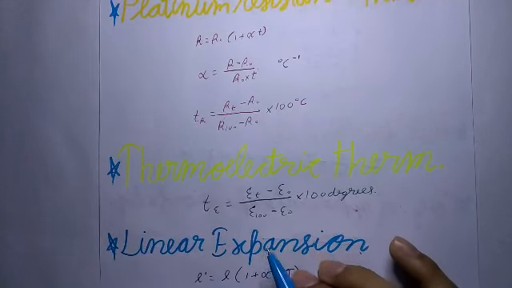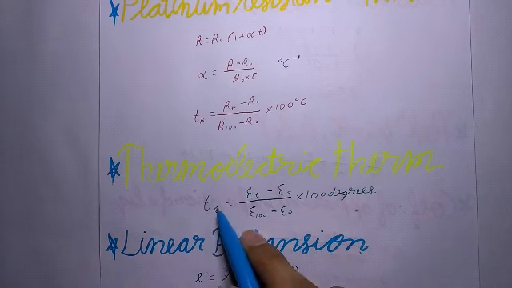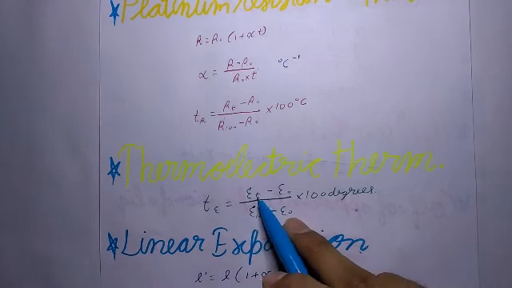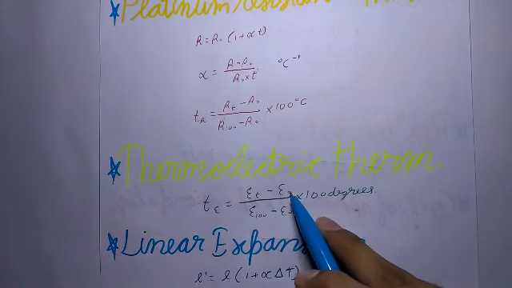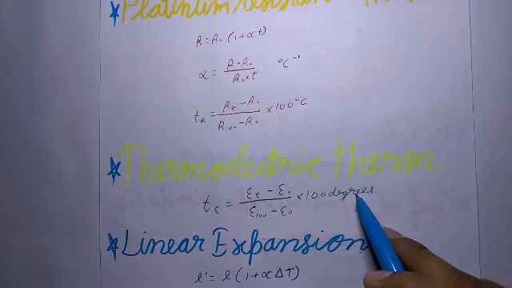Now next is thermoelectric thermometer. It uses thermoelectric EMF as a thermoelectric property. For the linear part of the thermo EMF, the unknown temperature is given by T will be equal to EMF at T minus EMF at 0 upon EMF at 100 minus EMF at 0 into 100 degrees.